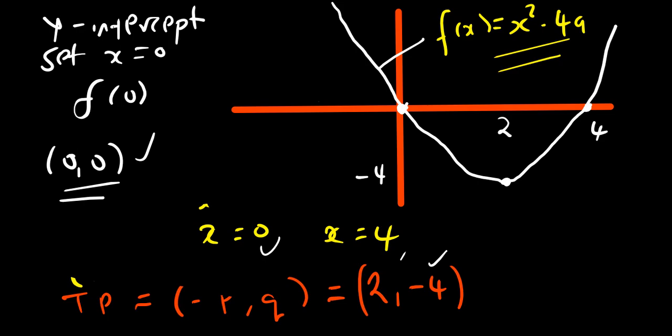Our turning point in this case, we said, is 2 comma negative 4. And this is the x and the y intercept. This is also part of the x intercept. So this is how we solve your graphs when you're given graphs in terms of the completing the square method.